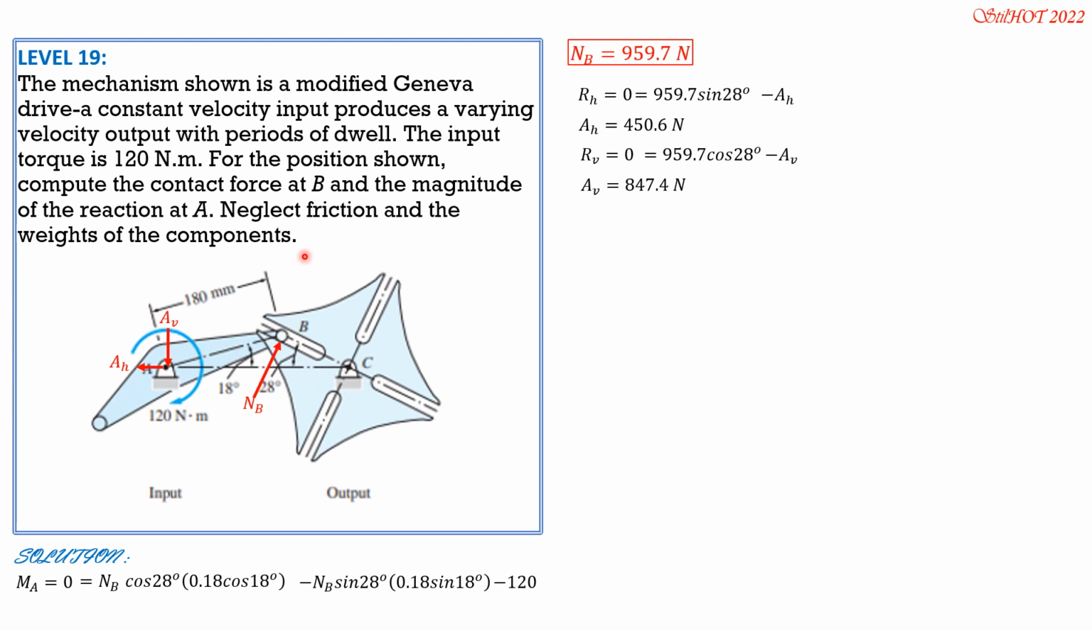Then the magnitude, we are only asked for the magnitude of the reaction at A. So that is square root of 450.6 squared plus 847.4 squared. So it is also equal to 959.7. So that's it for this problem.